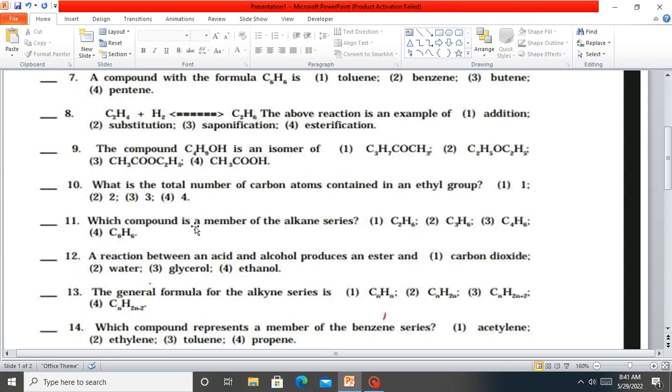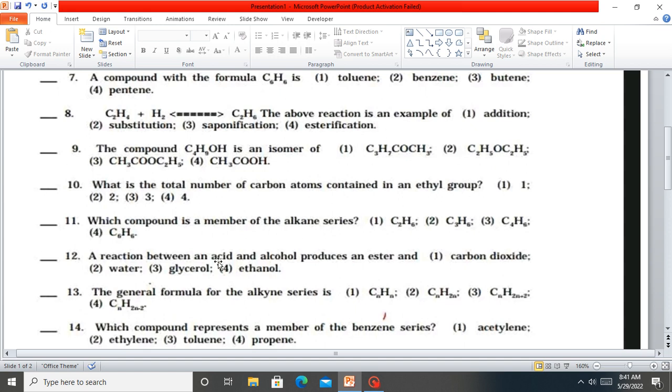Which compound is a member of the alkane series? Which of these is an alkane? Is it this, CnH2n+2? Yes, this is an alkane. This is not, and this is not. So this is an alkane. The answer, option 1, is an alkane.